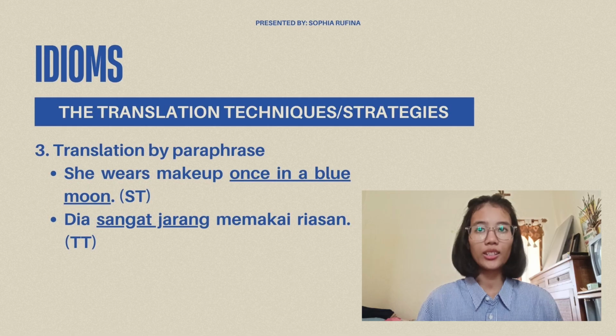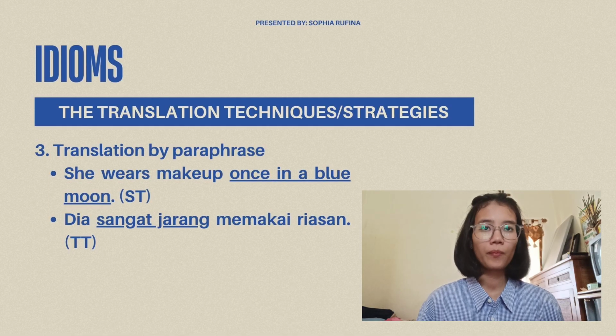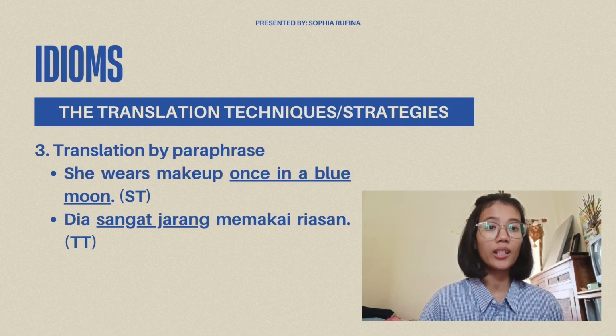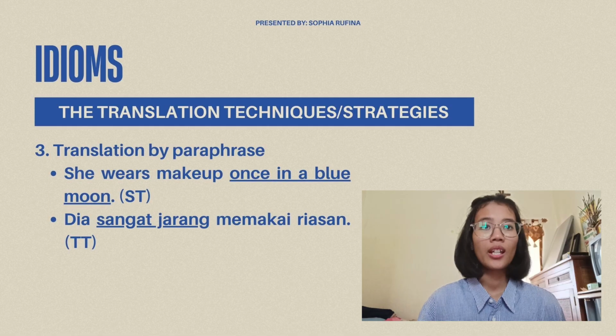Number 3 is translation by paraphrase. The idiom is explained using simpler words so the meaning becomes clear. For example, look at the source text. She wears makeup once in a blue moon. We paraphrase the idiom into a plain explanation in the target text. So it becomes, dia sangat jarang memakai riasan.